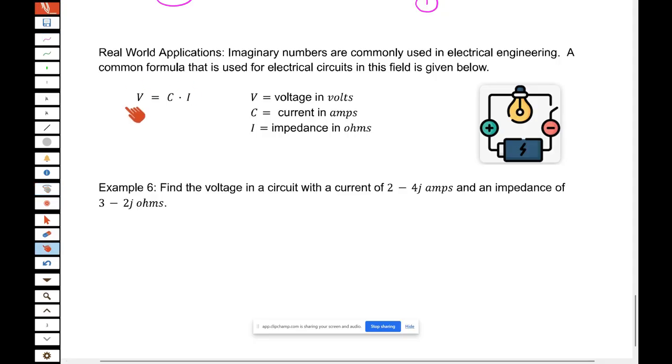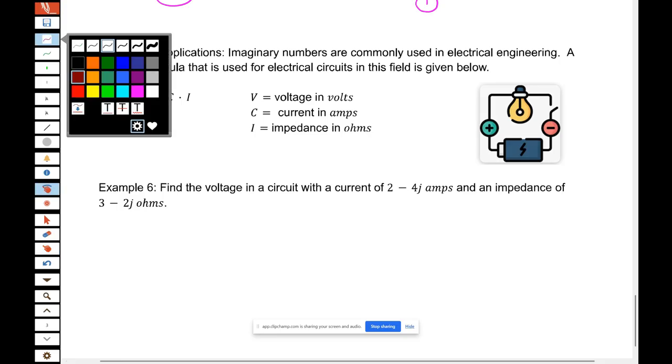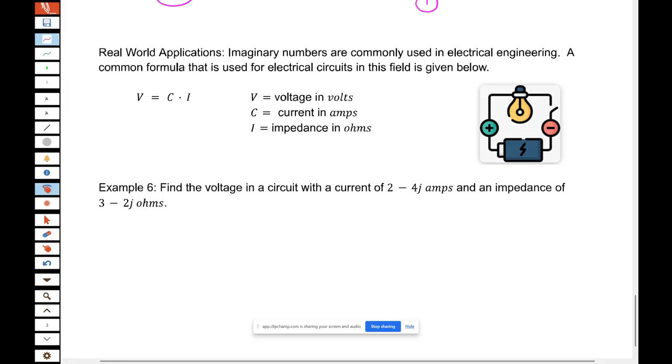Okay, V equals C times I. V is the voltage in volts, that's the units. C is the current in amps, that's the units. I is the impedance in ohms. Impedance has to do with how much the wire impedes or resists an electrical current going through it. And that's all I know about electrical engineering.